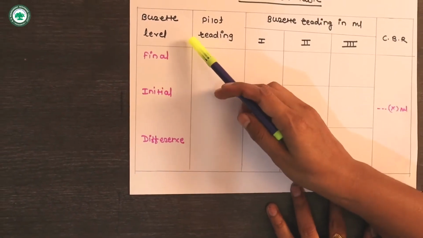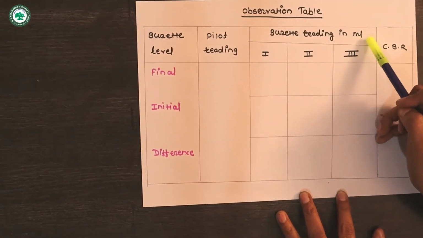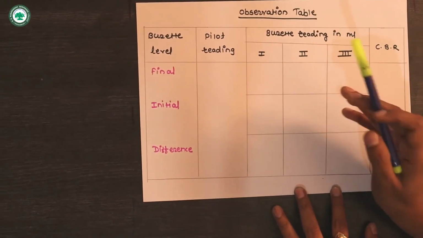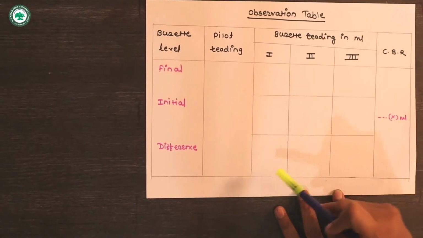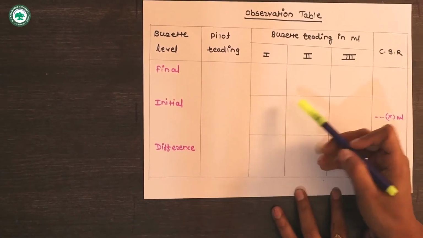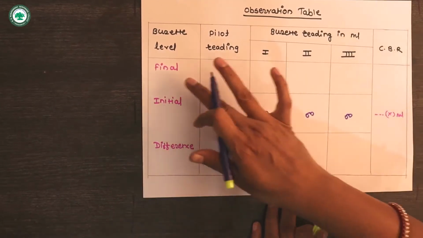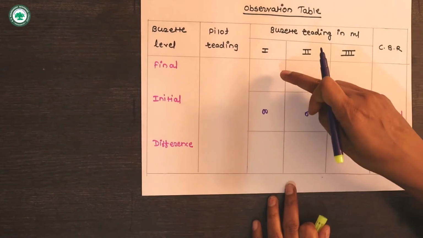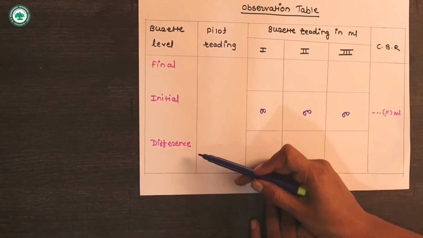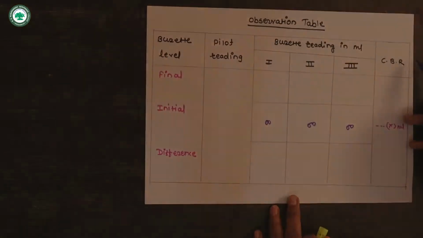The first row is the burette level, the second one is the pilot reading, the third one is the burette reading in ml, and the last one is the constant burette reading. We take a minimum of 3 readings and write them down in these boxes. This is the final reading. The initial reading is 0, so we write down 0 here, and then note down the readings 1, 2, 3. A minimum of 3 readings will be taken. Lastly, we take the difference and calculate the constant burette reading.